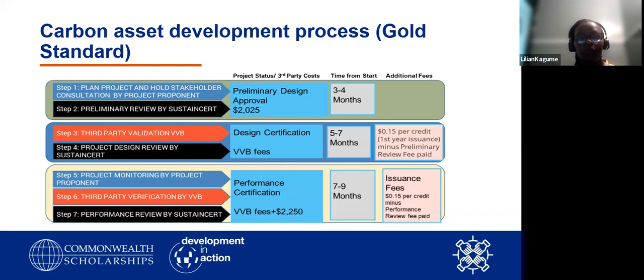So once that is done, that is when we start the certification process. It always starts with stakeholder consultation. So the project partners will organize a stakeholder consultation.